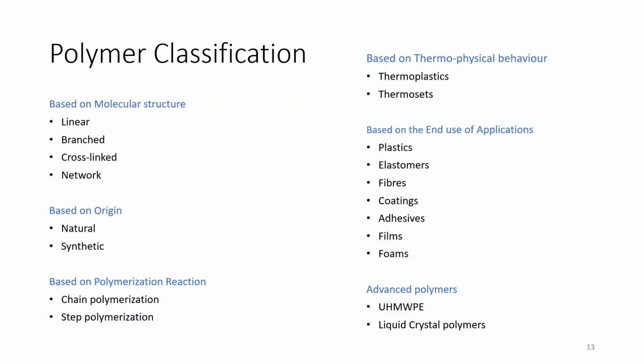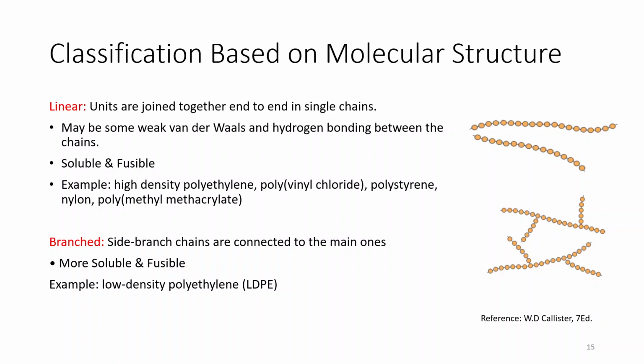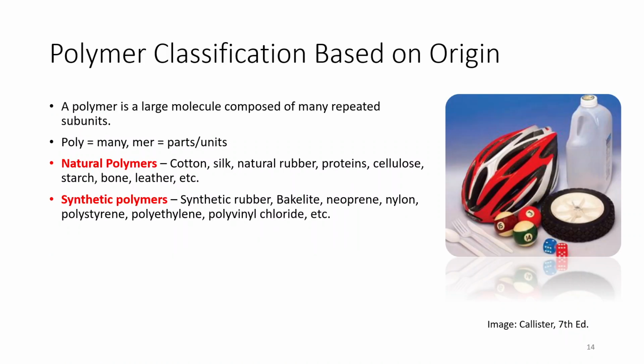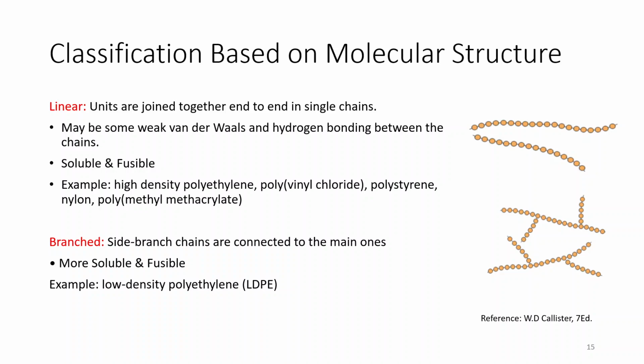Next, we went through some lecture notes. Firstly, there was classification for polymers. Based on molecular structure, there are 4 types. As we can see further, based on origin, there are natural polymers and synthetic polymers. Then based on molecular structure, they can be single chains, so these are linear type of structures. Then you have branch type of structures, with side branches connected to the main ones. It is more soluble and fusible, and low density polyethylene is one of the examples.